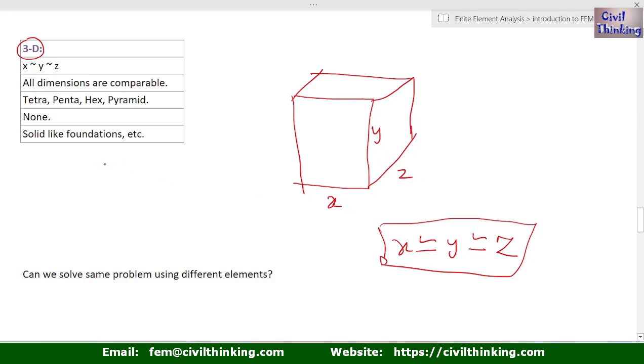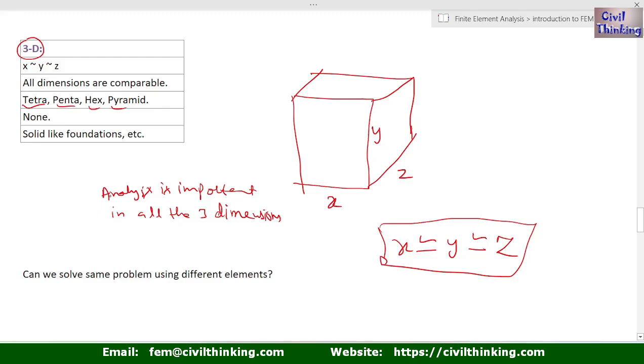So we use these kinds of tetra, penta, hexa or pyramid elements. But where is it important? It is important where the properties or the analysis matter in all three dimensions. When we have to carry out the analysis so that we can find some properties in all three dimensions, then we use 3D.